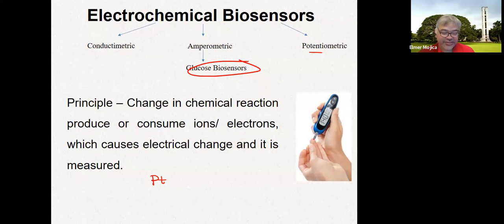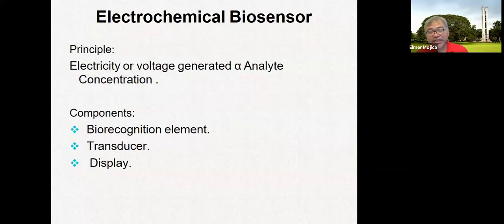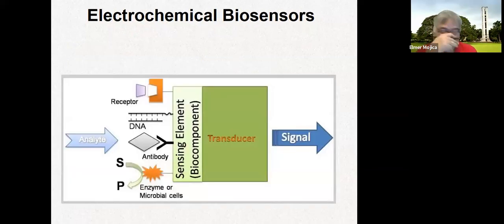Okay. So if you're going to look at what we call electrochemical biosensors, electricity or potential or voltage is generated depending on the analyte concentration. Here is a biorecognition element. Okay, you have a transducer and what we call a display. So we could say that an electrochemical biosensor would look like this.